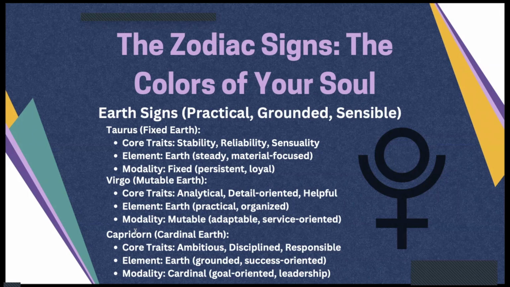Capricorn, ruled by Saturn. Capricorn is cardinal earth, the initiator. Core traits of Capricorn are going to be ambitious, disciplined, reasonable. The way that Capricorn expresses the earth element is going to be grounded and success oriented.